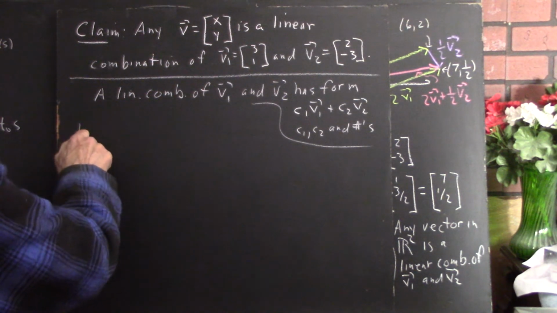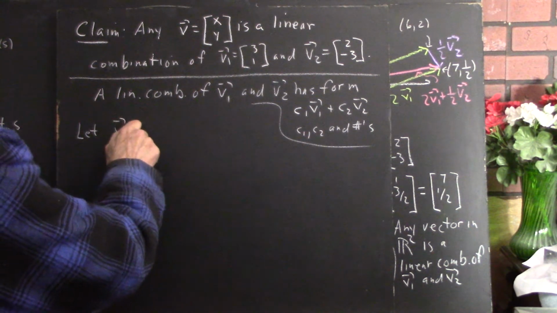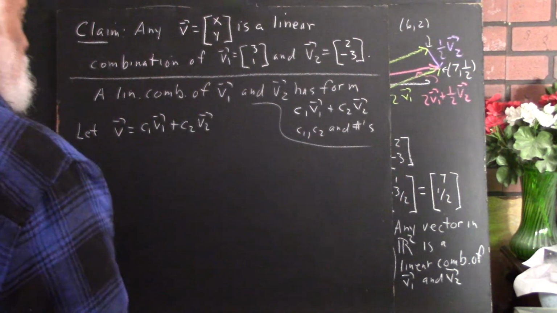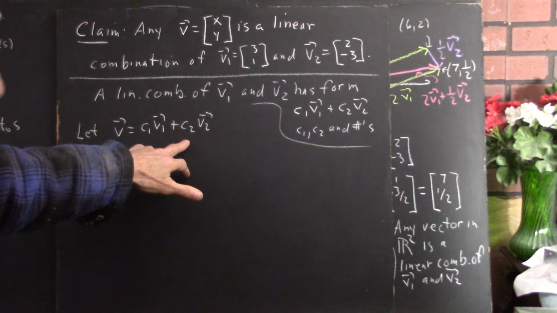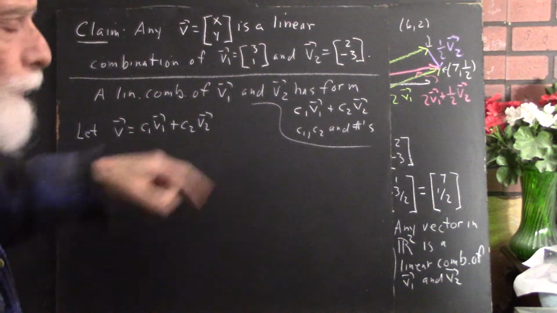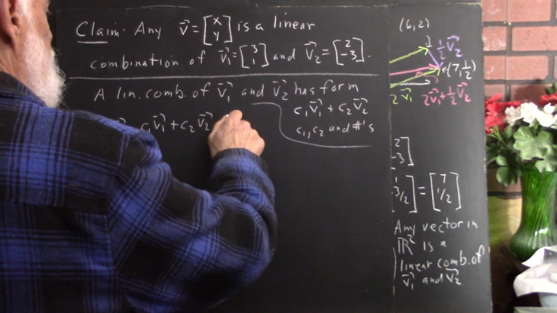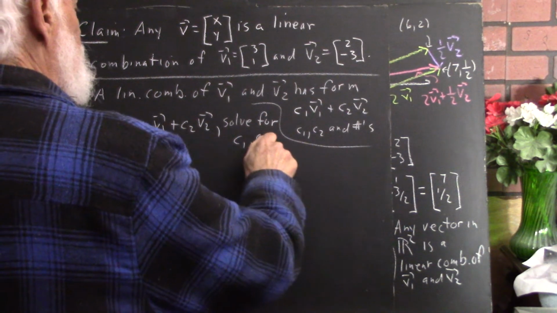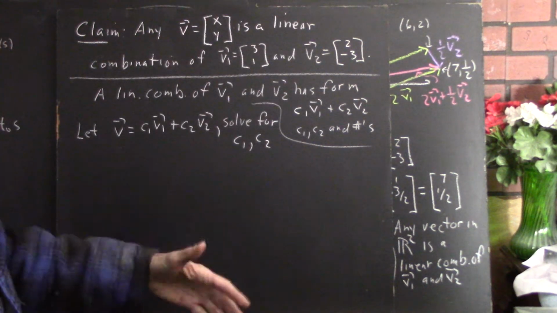So let's let V equal C1 V1 plus C2 V2 and see if we can use a little algebra to determine what C1 and C2 are. Of course, we don't know what x and y are, but we're still going to see if we can solve this situation. What we have to solve for is C1 and C2, because we're trying to find the multiples of V1 and V2 that give us this vector V.